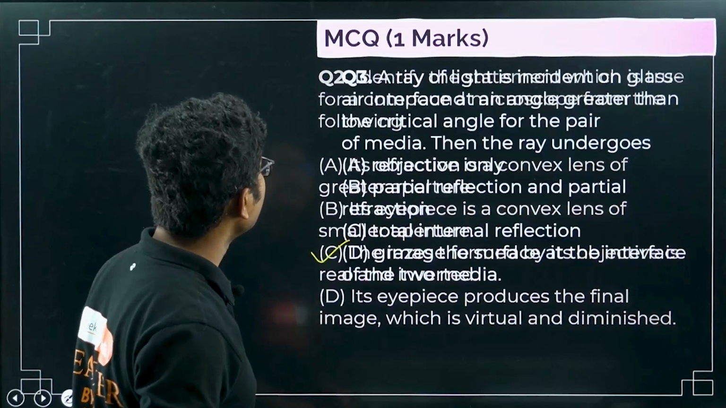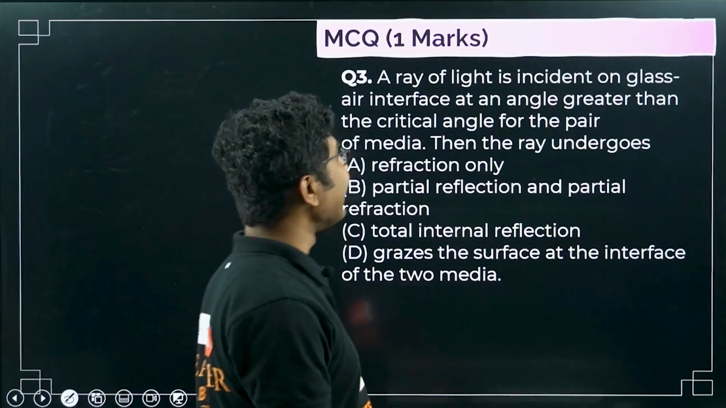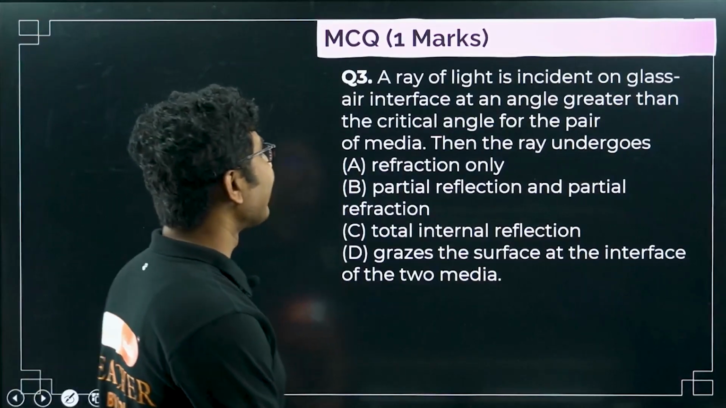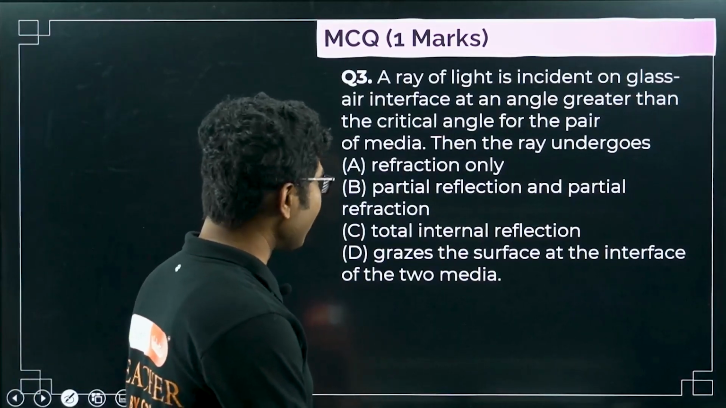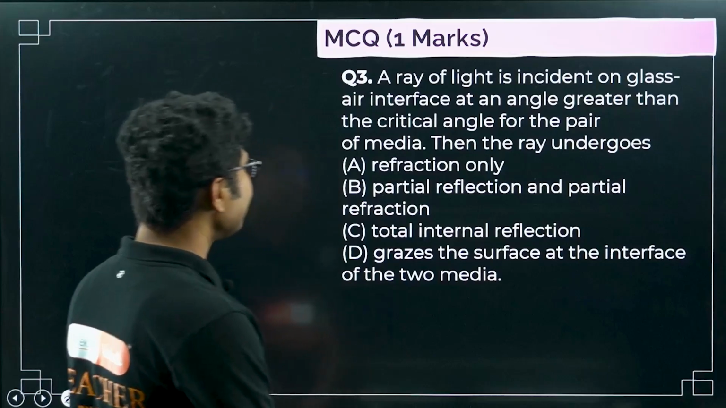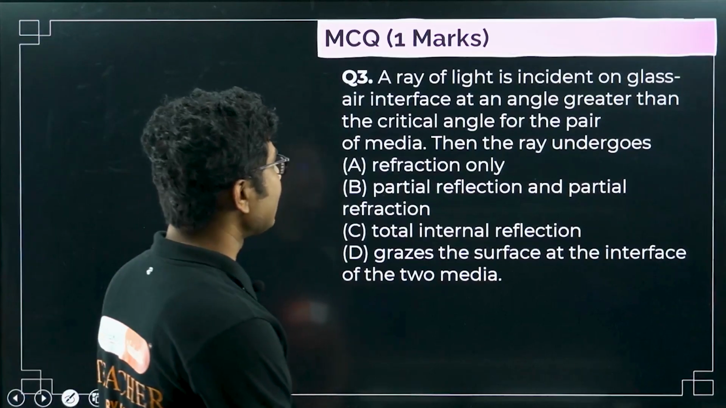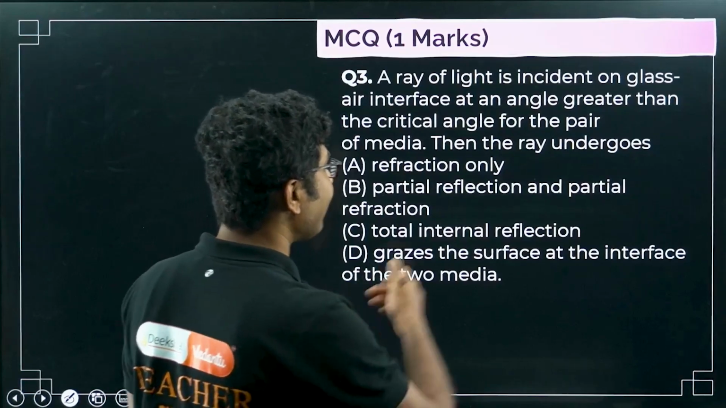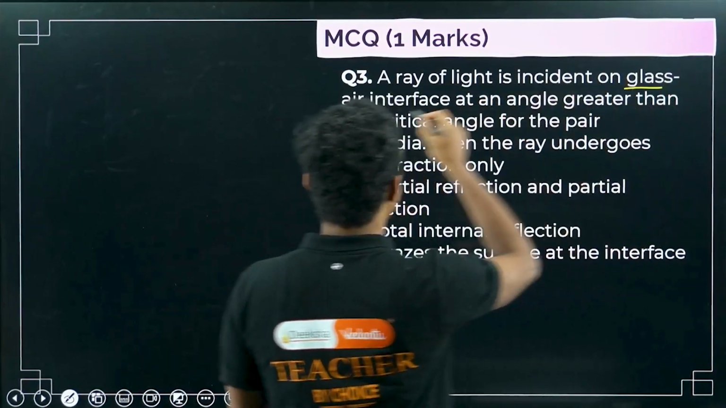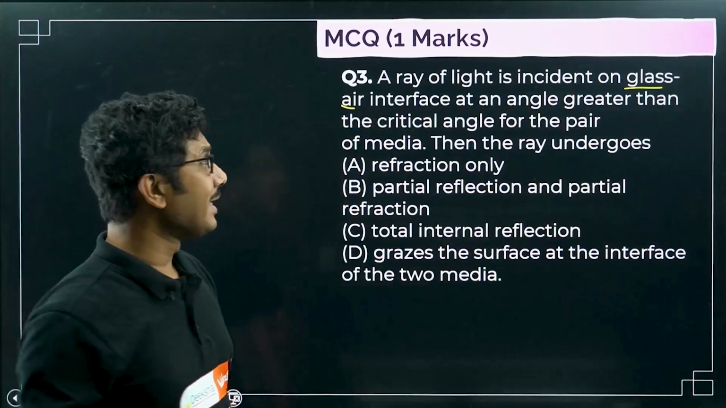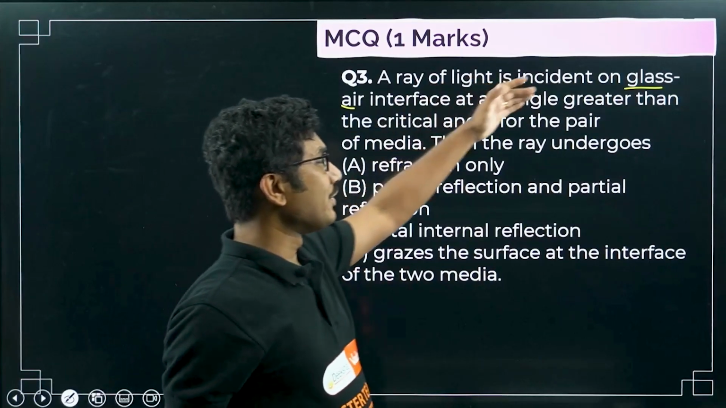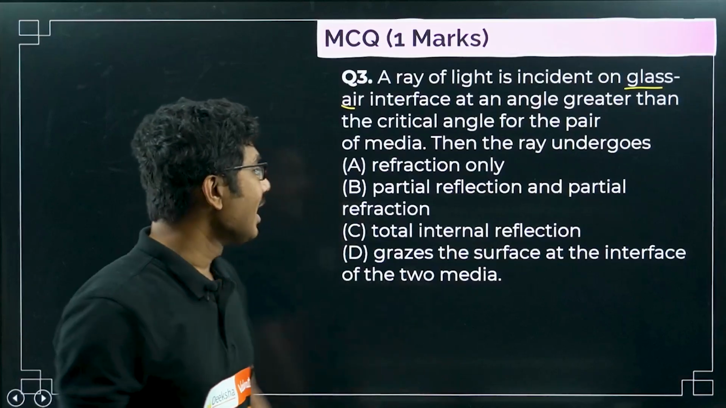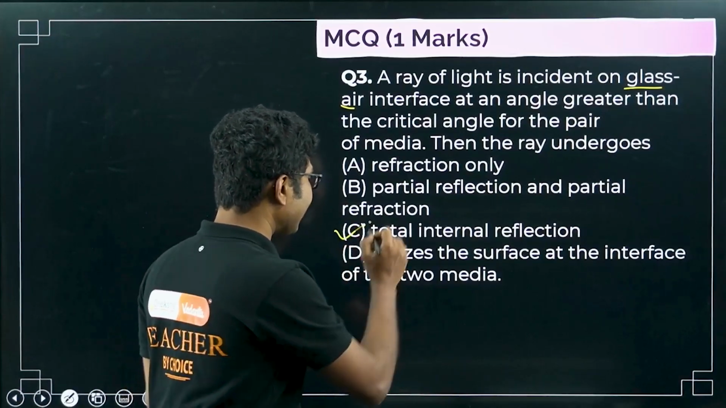Next question is, a ray of light is incident on a glass air interface at an angle greater than the critical angle for the pair of media. Then the ray undergoes refraction, only partial reflection. So a ray of light is incident on a glass air interface, so it is basically traveling from glass to air. Okay, so denser to rarer medium, and the angle of incidence is greater than that of the critical angle. So the answer is very easy. Okay, there will be only total internal reflection.